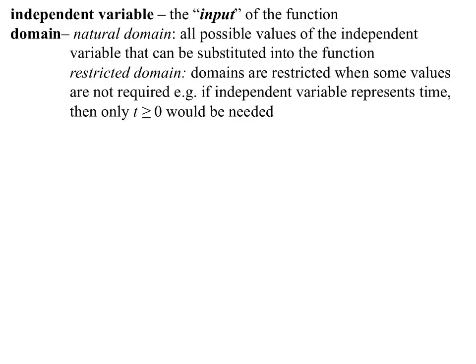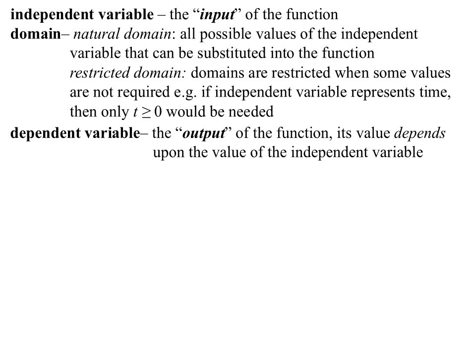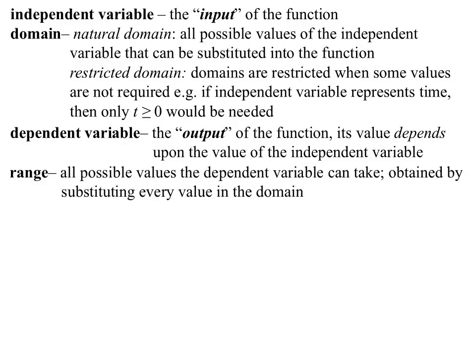An example I've given there is if we were investigating something and the input we were putting in was time, then we probably don't need the negative numbers. Unless we're looking into the past, I suppose you could use negative numbers there. Dependent variable then becomes the output because its answer is dependent upon the input. So it becomes a dependent. The range then is all the possible answers we could get. All the possible output if you substituted every single value in the domain, and that's the range.